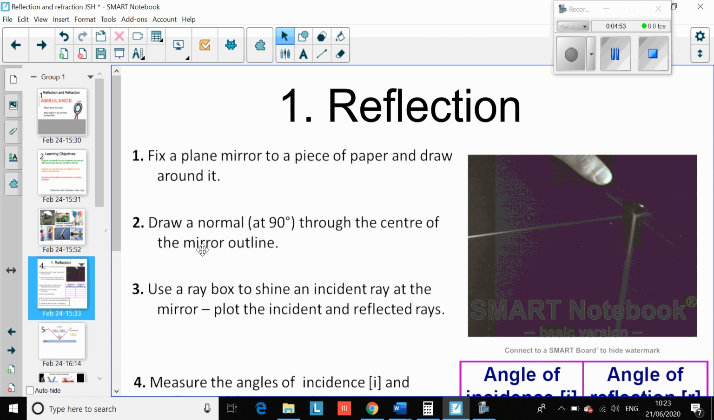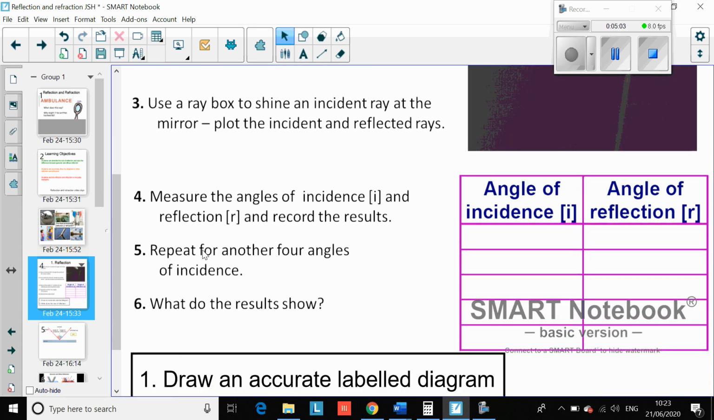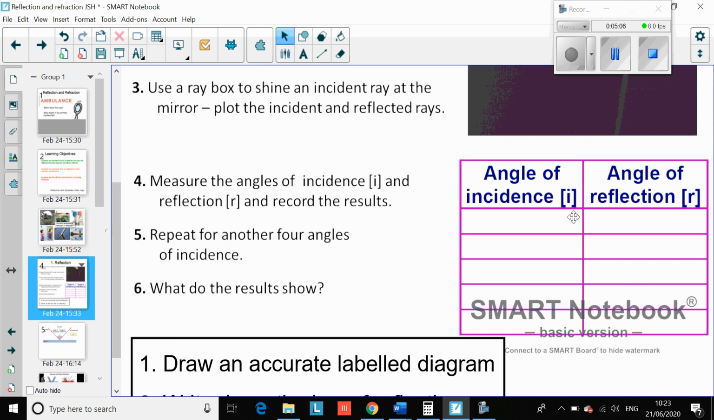Use a ray box to shine a ray on the mirror and plot the incident rays, so the rays coming in, and the reflected rays. Measure the angles of incidence and the angles of reflection. So you would have recorded your results here.